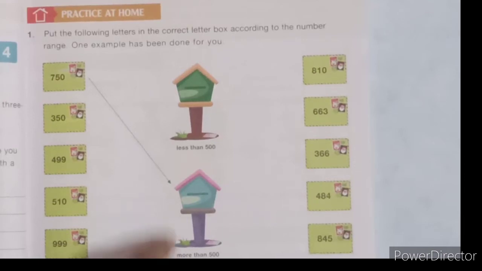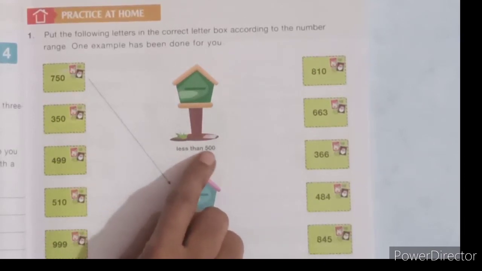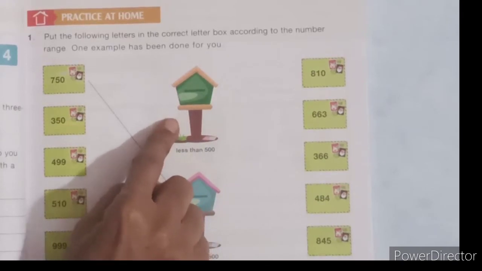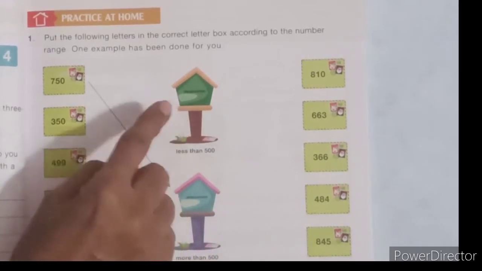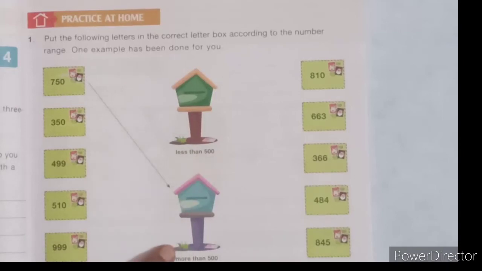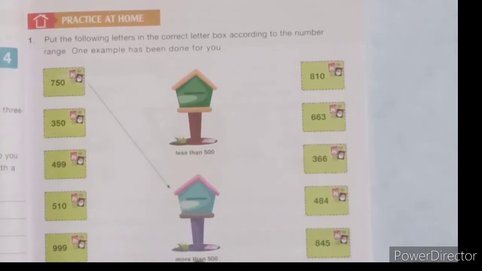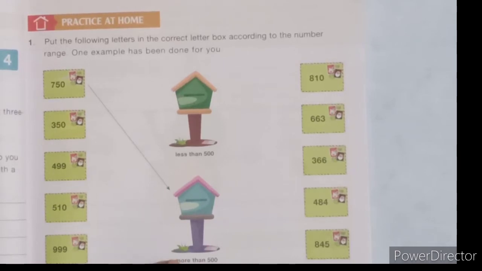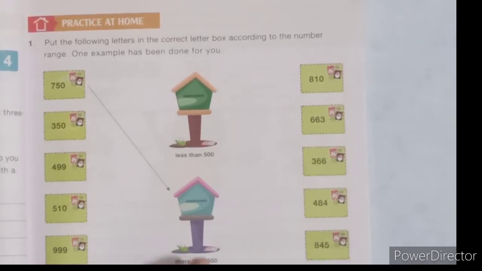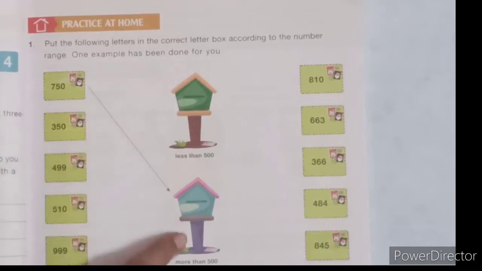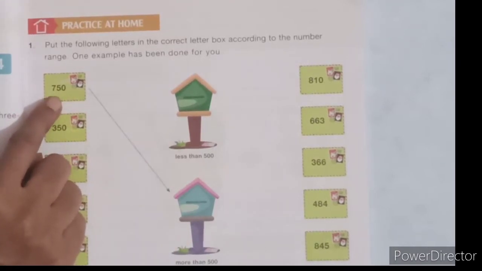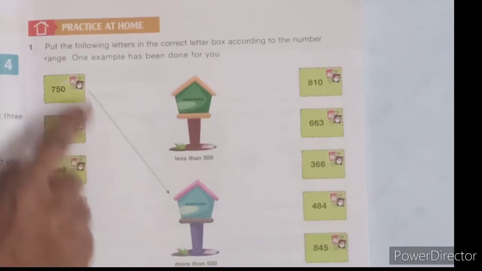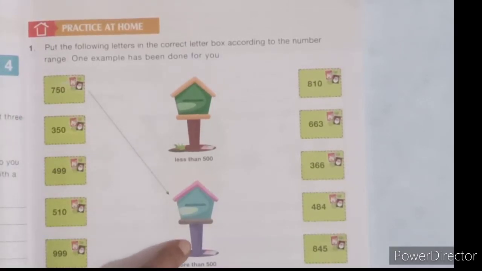Something is given. This is less than 500. In this letter box we have to put the numbers which are less than 500. And in this letter box, more than 500, means we have to put the numbers which are bigger or more than 500. So one example is given, it means 750. 750 is more than 500. So here we need to put this letter in this letter box.